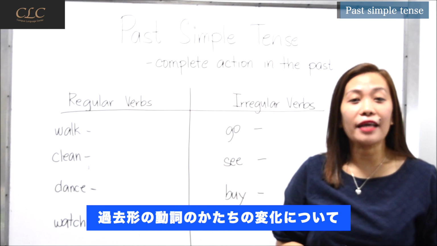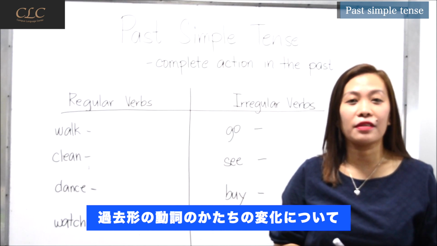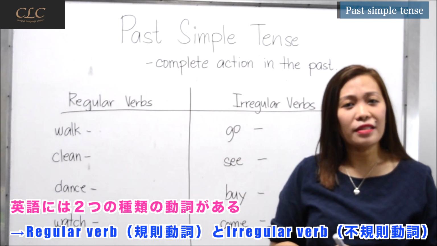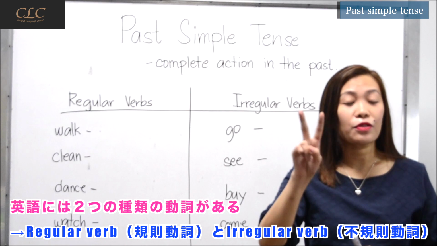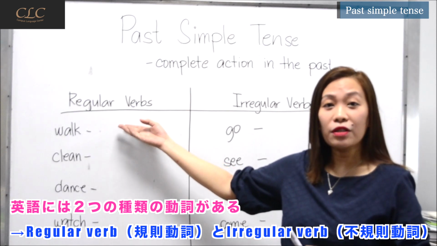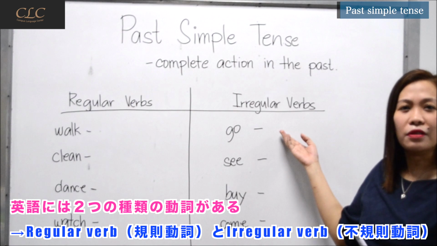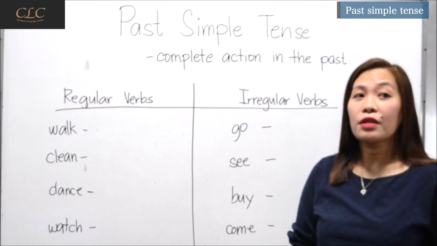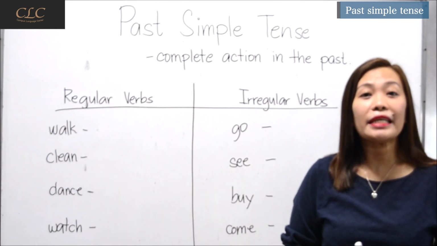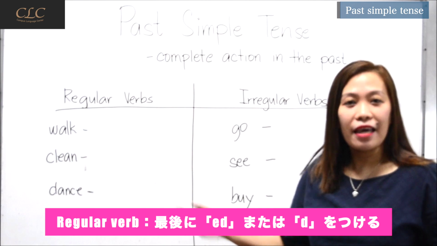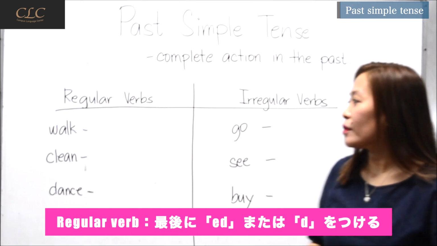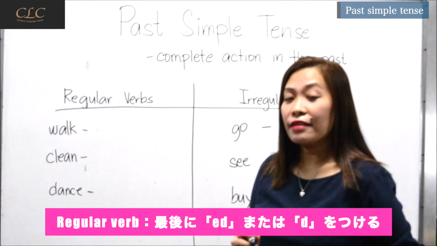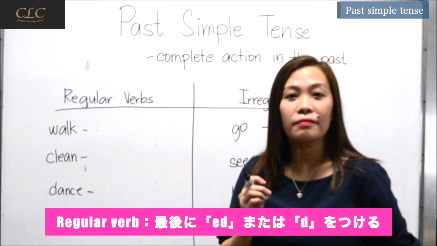Now, let's look at how we form the past simple tense. The first thing you have to remember if you are working with this tense is that in English, there are two kinds of verbs. We have the regular verbs and irregular verbs. Which is which? How do we know the difference? The regular verbs are the ones that end in ed or d. They end like that. For example, our base form of the verb is walk. In the past, it becomes walked.